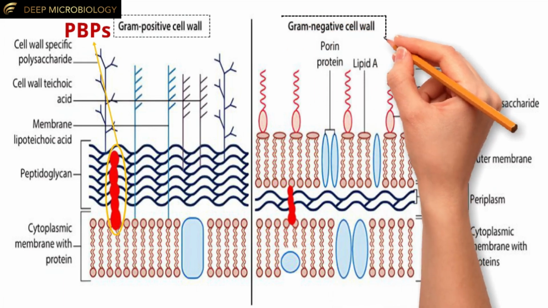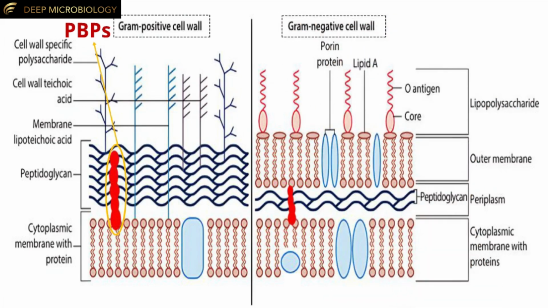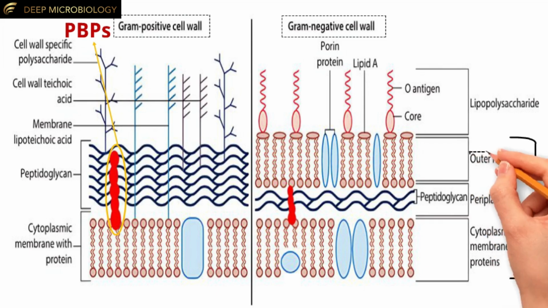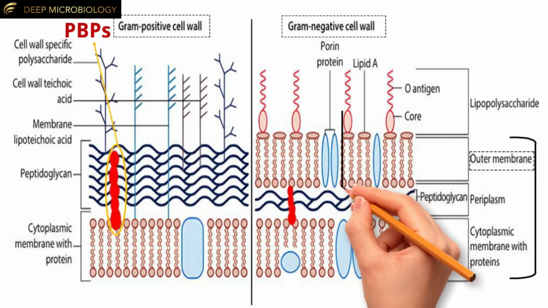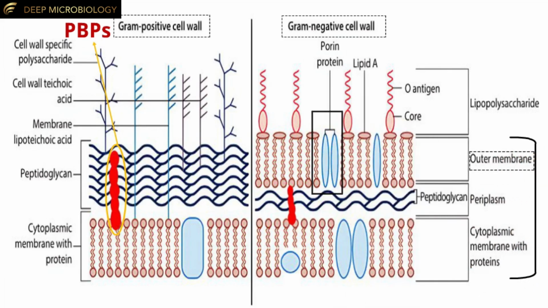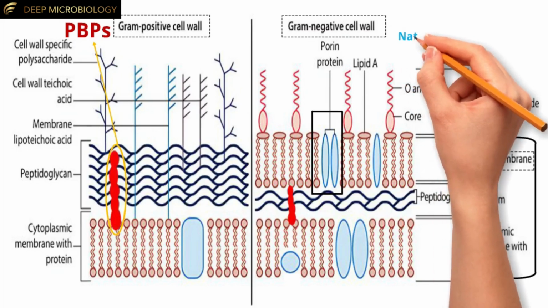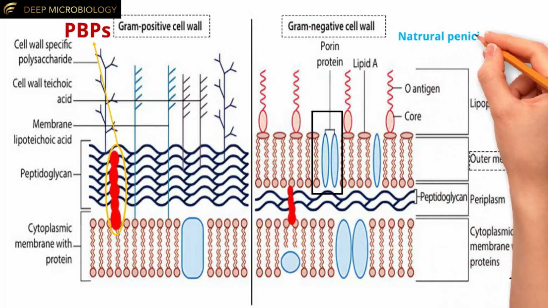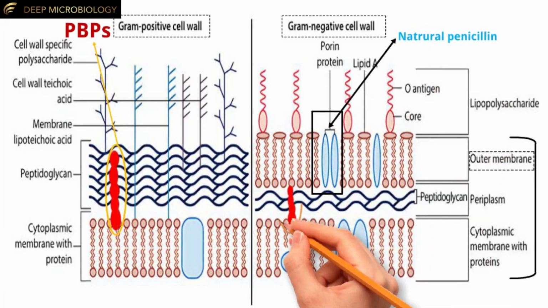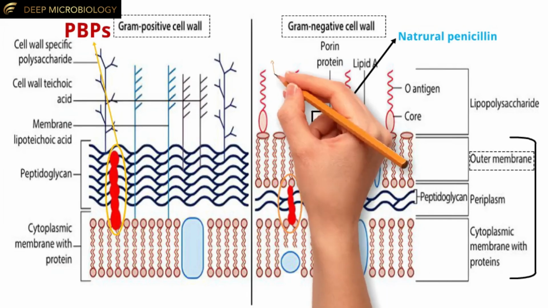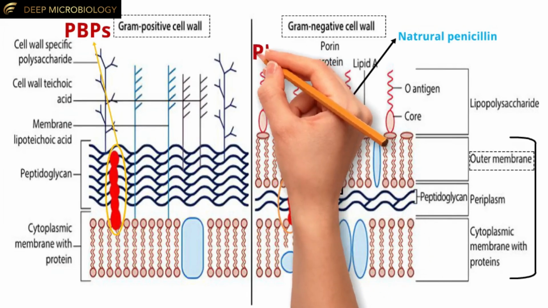In contrast, gram-negative bacteria have a more complex structure, with a thinner peptidoglycan layer located in the periplasmic space between the inner and outer membranes. The outer membrane contains lipopolysaccharides, LPS, and porin proteins, which regulate the passage of molecules, including antibiotics. Penicillin enters gram-negative cells through porins to target penicillin-binding proteins, but it faces limitations because porins have hydrophilic properties, while natural penicillin is hydrophobic.